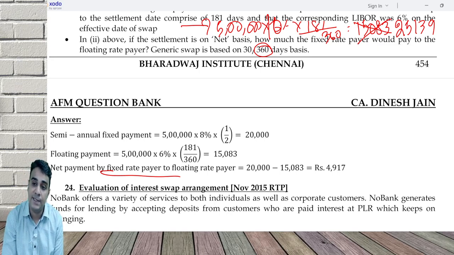Why is the fixed rate payer paying? Because he has to pay the higher amount. Is he going to pay 20,000? No. Are you going to pay 15,000? No. Net amount 4917. Any doubts on this? This is a frequently tested exam question.